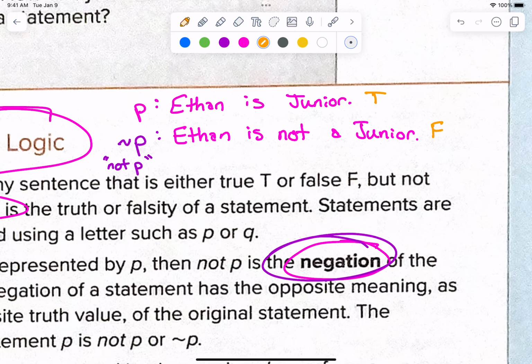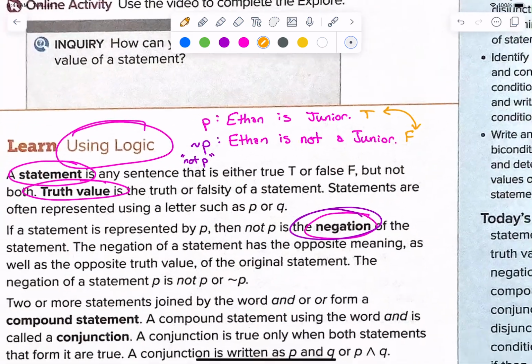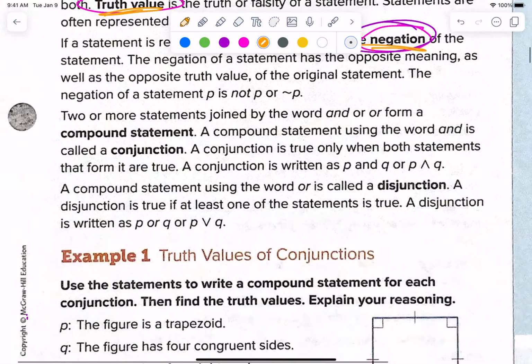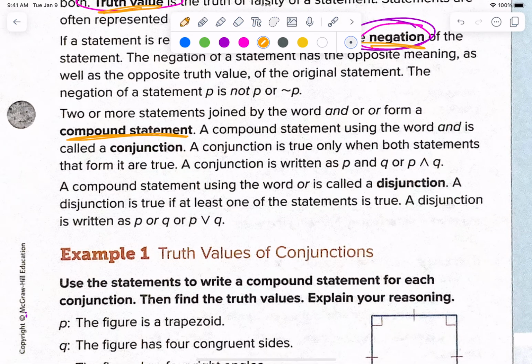Now it's false. Usually what will happen in the majority of times, when you negate it, it will switch from true to false or vice versa, right? When you put a not in front of it, it will switch the sign, okay? Got it? All right, so that is a statement. We'll assign a variable to it. It has a truth value, and we negate it by putting not in front of whatever part of the sentence. Got it? Okay, then we're going to talk about compound statements.